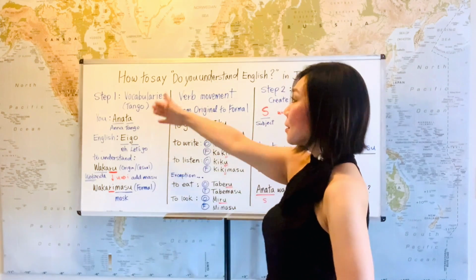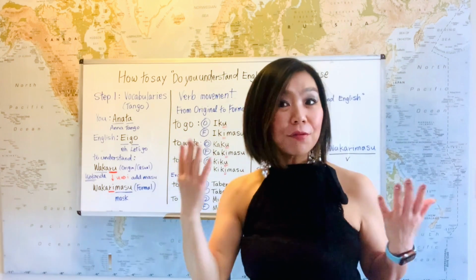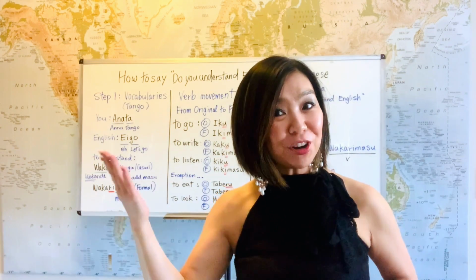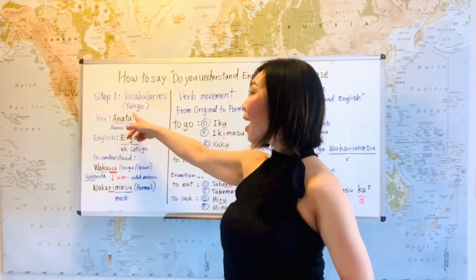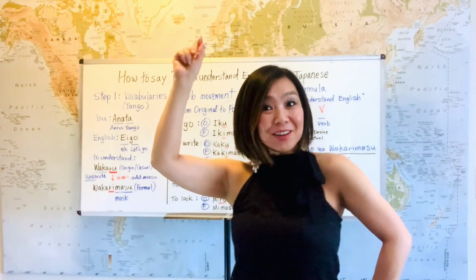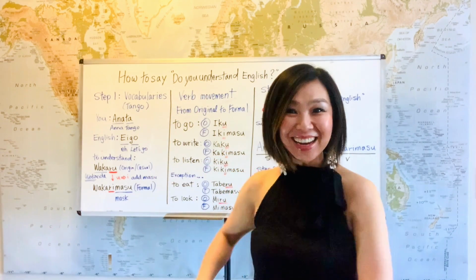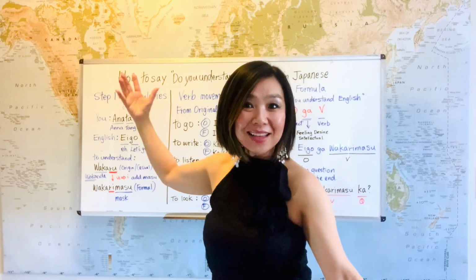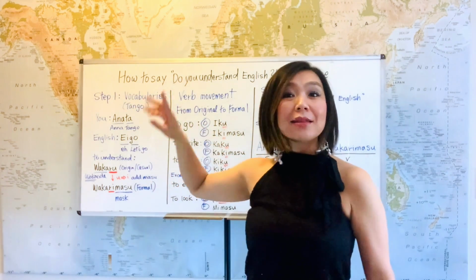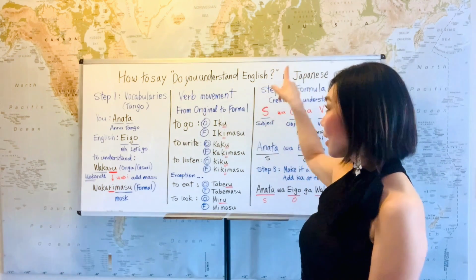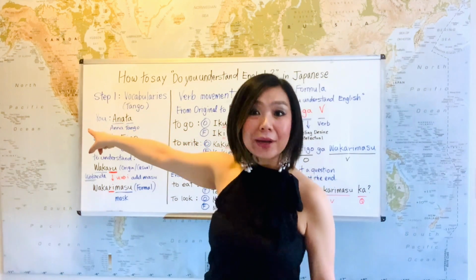The first step, of course, we have to know the vocabularies. And remember vocabularies in Japanese? I don't know if you want to know. That is tango, almost like tango, that dance, right? But we don't have the ta sound. It's ta and tango. Okay. Now, do you understand English? We need to know you in Japanese.